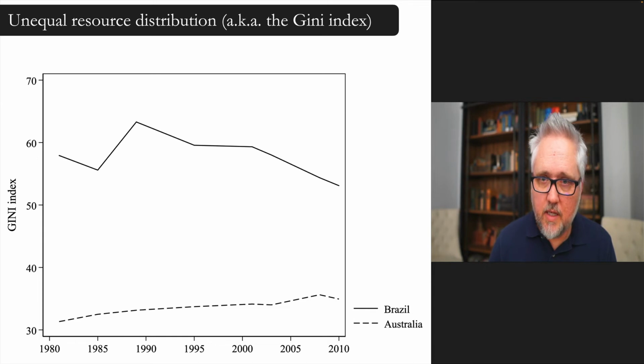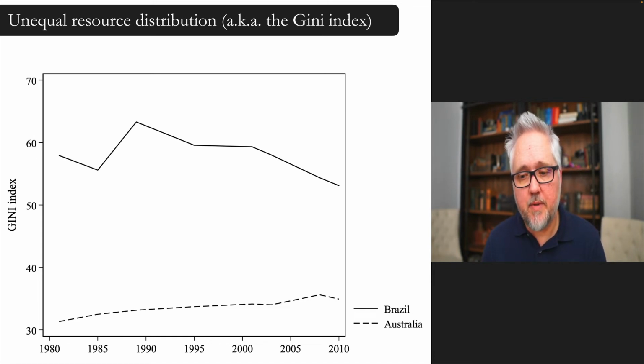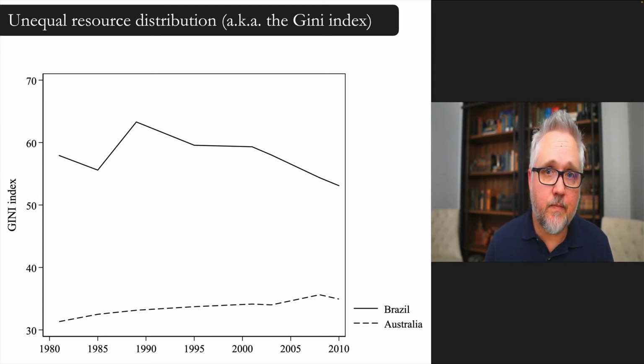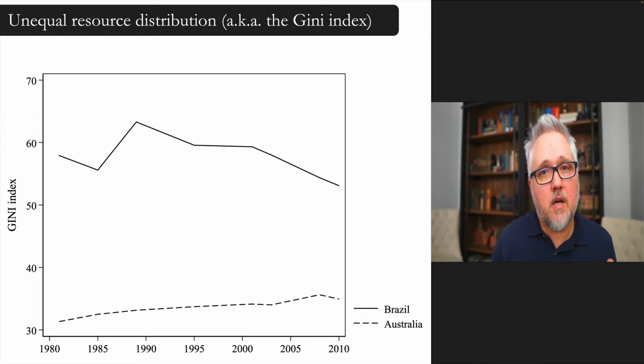And we can see some countries have actually gone the other direction, as Australia has become slightly more unequal. Brazil's Gini index has actually gone down in recent decades, but from a much higher level. And so it's important to be understanding both change within countries and then comparing countries against each other.